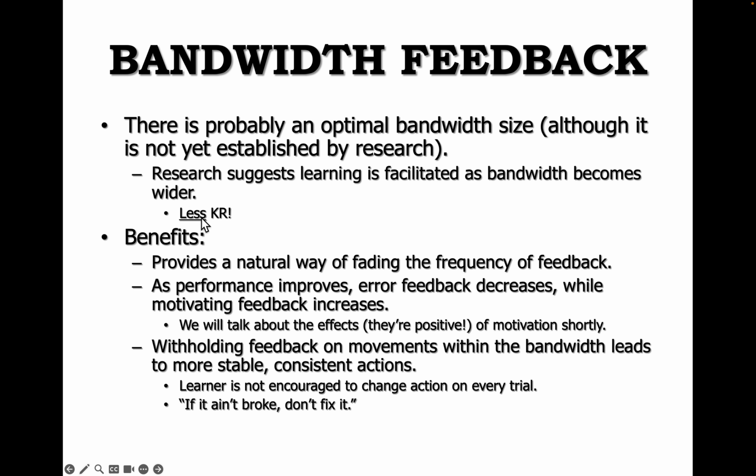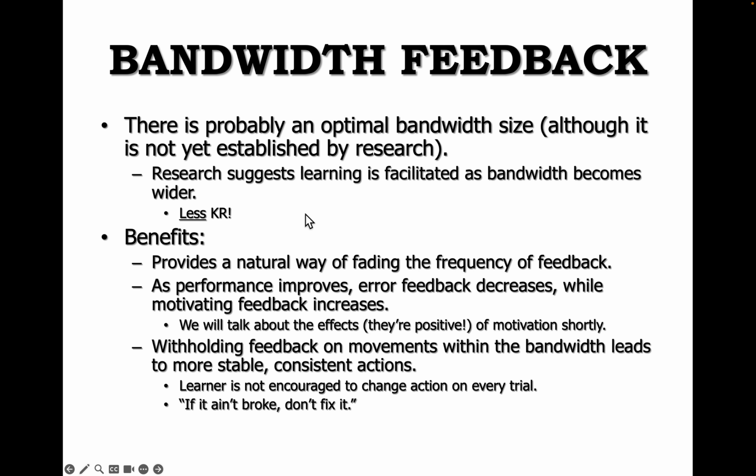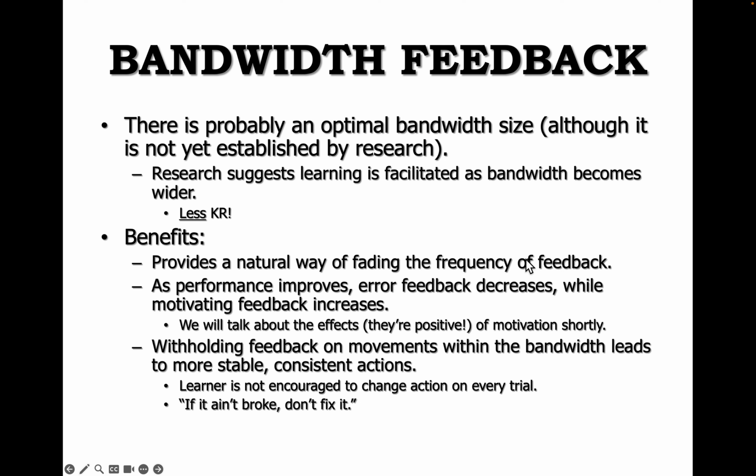And that's due to less knowledge of results. So basically, if we use a wider bandwidth, the light salmon plus the dark salmon color together, versus a very narrow one, which would be just the dark salmon bandwidth feedback, more learning would occur in the wider bandwidth compared with the more narrow bandwidth. And that's due to less knowledge of results.